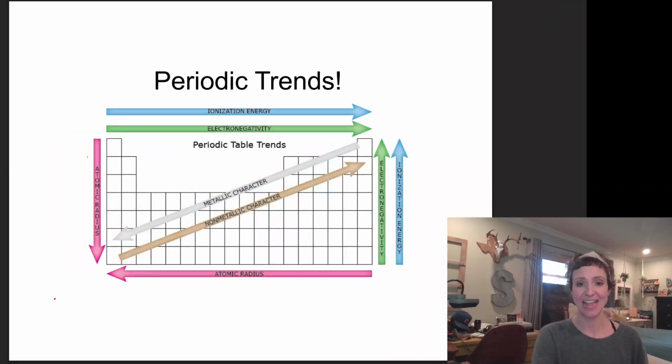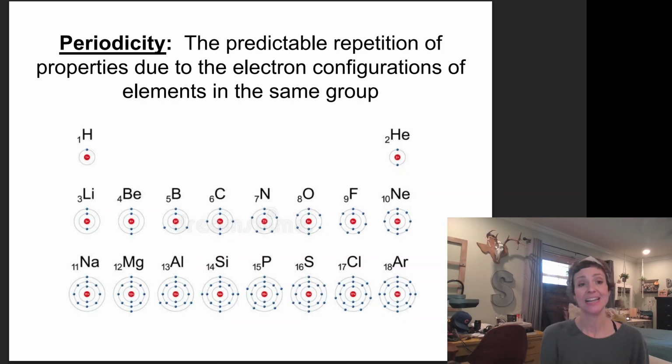So the periodic trends. Ooh, here's a new term for us: periodicity. Periodicity is the predictable repetition of properties due to the electron configurations of elements within the same group. I love these Bohr model things here, you guys. This is a sampling of my periodic table of some of the elements. And we know that everybody who's in group 1 has 1 valence electron on their outermost energy level. Obviously, as I go down that group, I'm going to be increasing the size because of the energy levels being added, but they all have 1 valence electron. So that reactivity is expected to be somewhat similar.